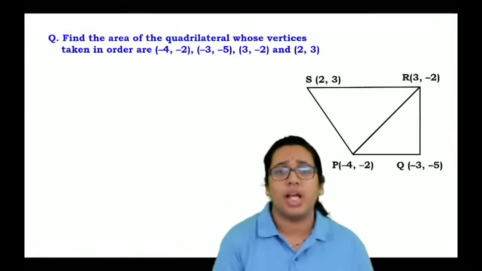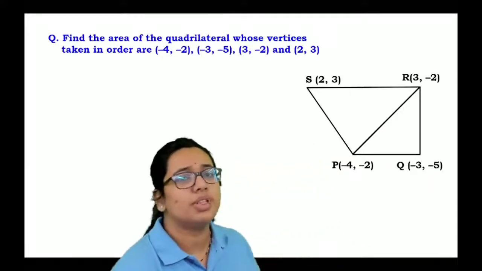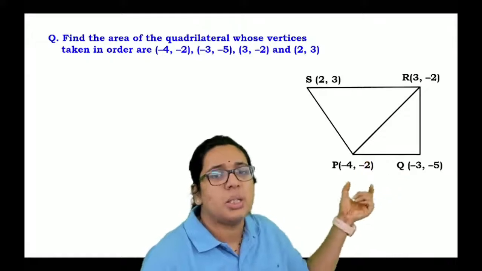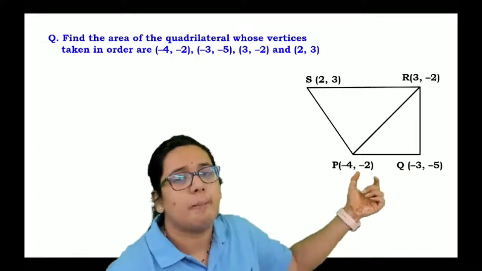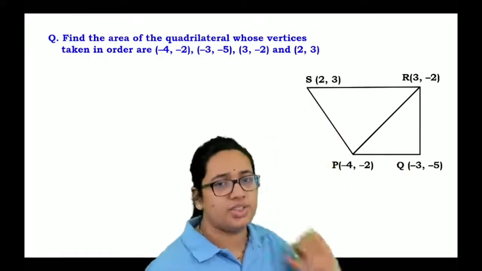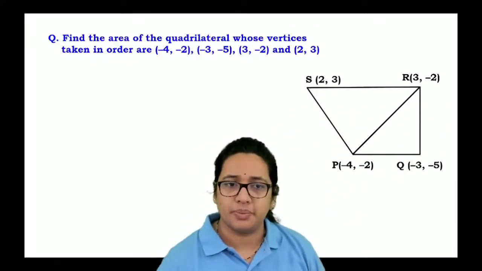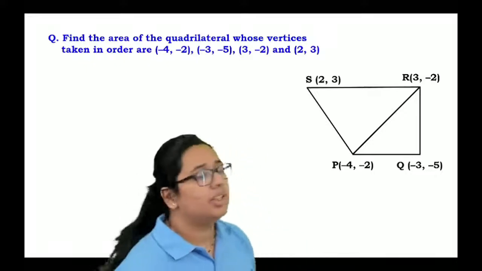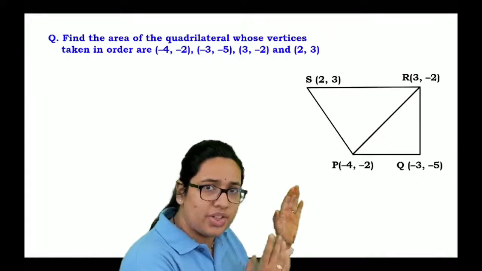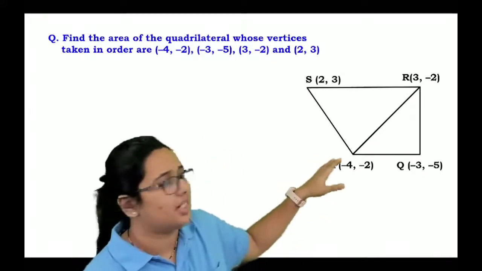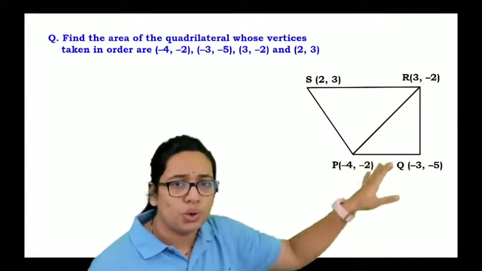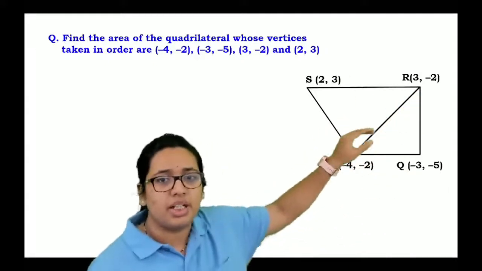See, now we have to find the area of the quadrilateral whose vertices taken in the order are (-4, -2), (-3, -5), (3, -2), and (2, 3). Okay? See, what we have to use? We have to find the area of the quadrilateral, but you can easily say that if you join the points P and R, the whole quadrilateral will be divided into two parts.